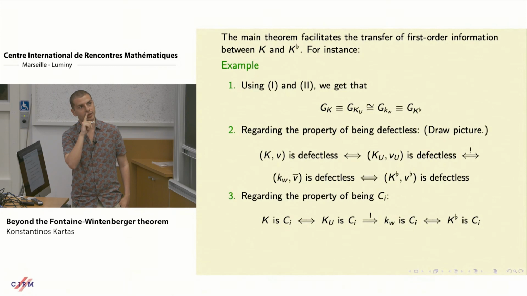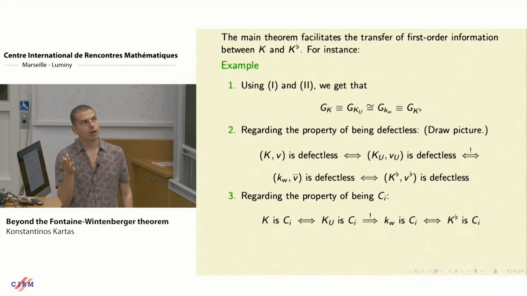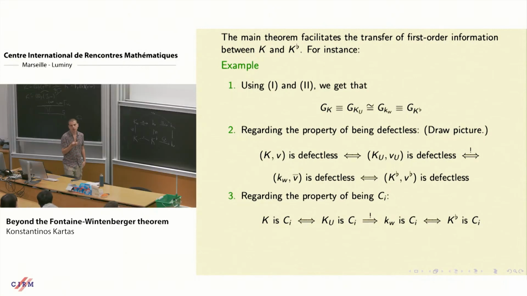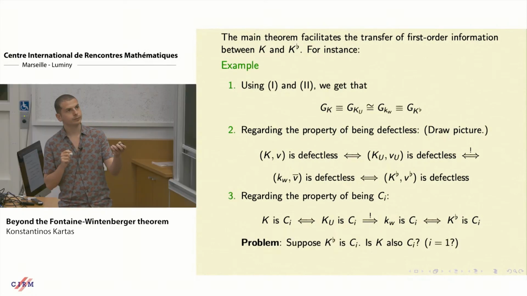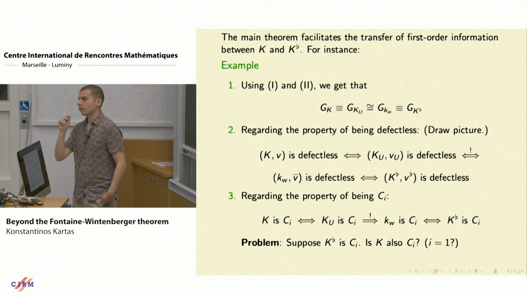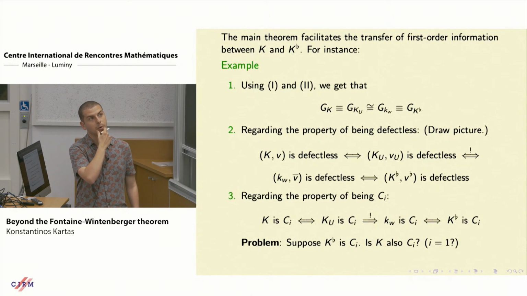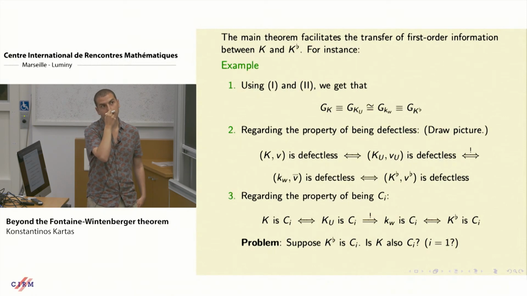So again, the first equivalence is formal. And the equivalence in the middle is simply because the residue field of a CI valued field is CI. That's an exercise. And again, the last equivalence is formal. Okay, so this shows that if K is CI, then K flat is CI, but I think the converse is an interesting problem. So suppose K flat is CI, is the same true for K?